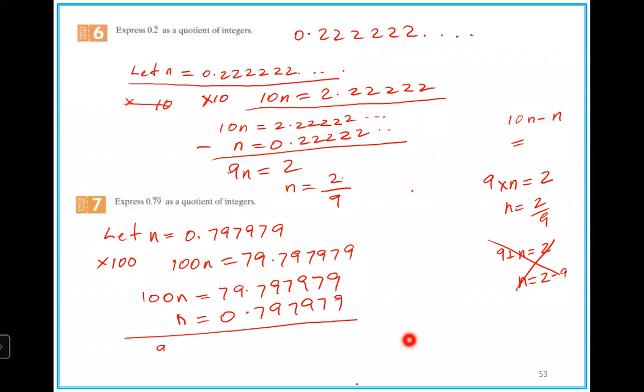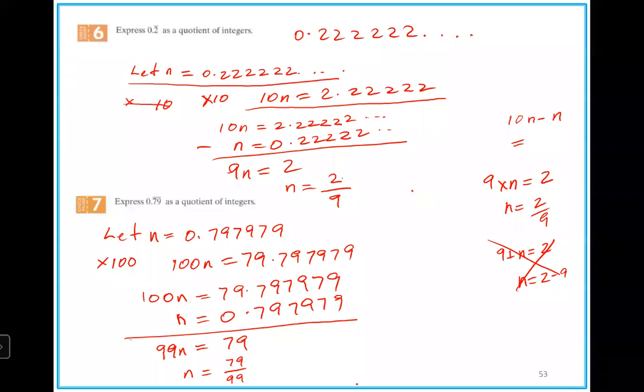99n equals 79. So n then would be equal to 79 over 99. Try dividing 79 by 99 and see if you get back 0.797979. Yeah, I got it. Okay, so that's that.